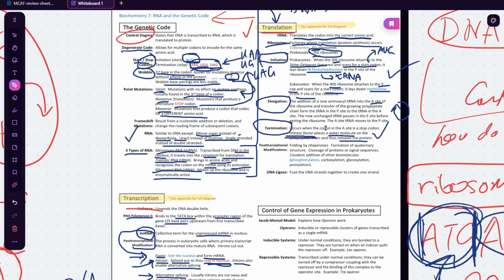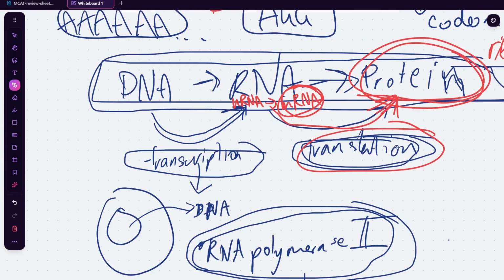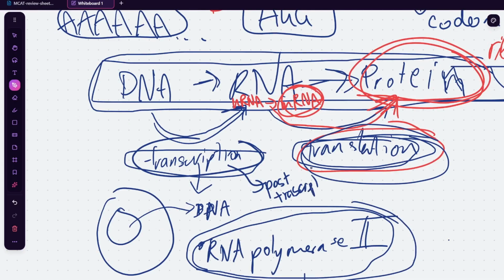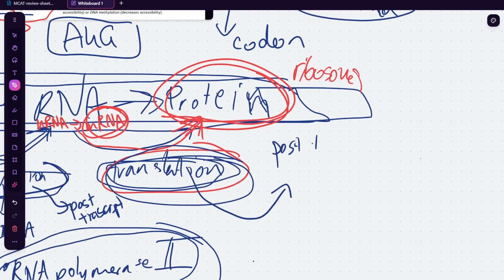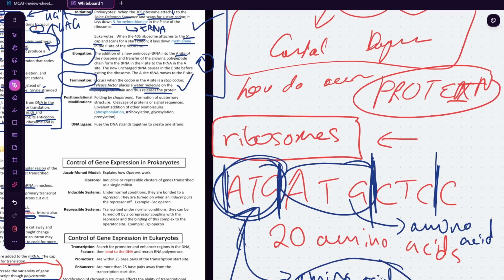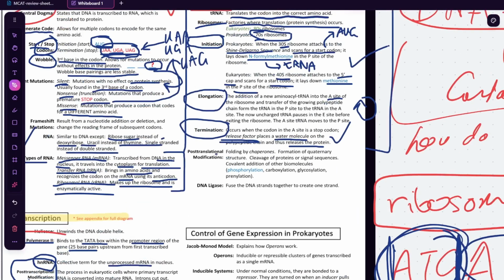And let's just say that the whole process of translation doesn't happen perfectly either. In transcription we had post-transcriptional modifications. Now in translation, you're also going to have what we call post-translational modifications. And the reason why is because our cells are not perfect. They're like workers. They make mistakes.